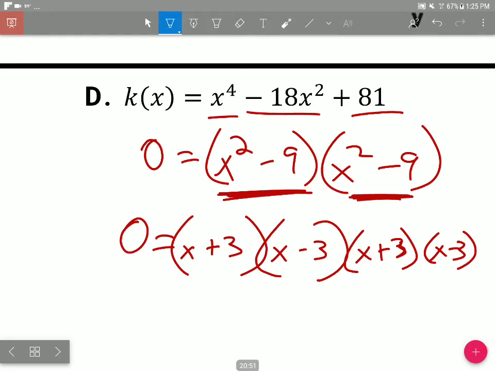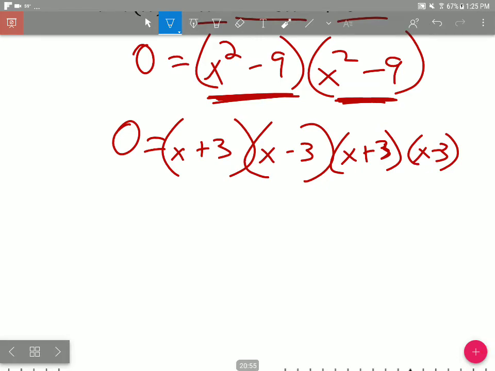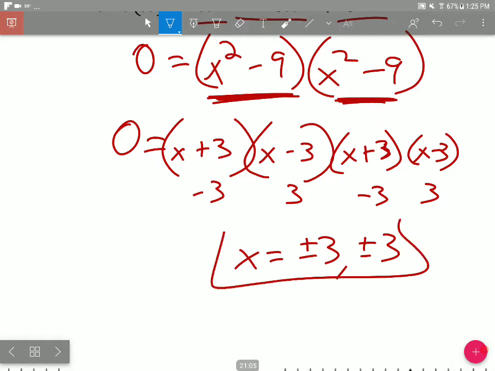Cool? So it's going to be 0 plus a negative 3. Yeah, so I got a negative 3, a positive 3, a negative 3, and a positive 3. I have two sets of plus or minus 3. Those are your roots.